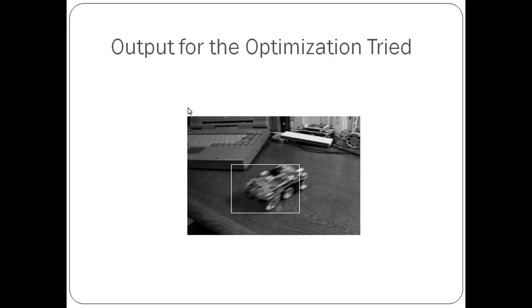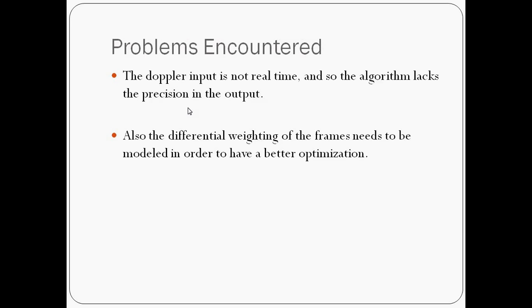But still it's able to track, and it's able to track properly initially, but not towards the end due to the poor numbers which we have. But nevertheless, the problems encountered are the Doppler input is not real time, and so the algorithm lacks the precision in the output. Also, the differential weighting of the frames needs to be modeled in order to have better optimization, because you need to determine the weights properly. So these are the problems which I encountered, but still the object is tracked properly.